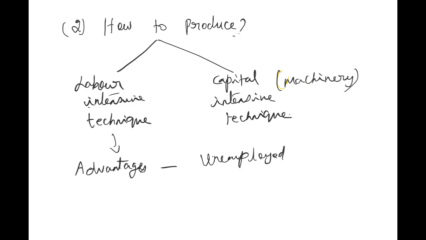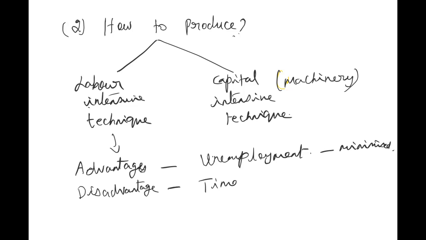Okay, so unemployment in the country can be minimized if the country chooses the labor intensive technique. Okay, and what is the main disadvantage the country will face if it is choosing the labor intensive technique? Then it takes a lot of time, and some of the commodities might not be as perfect as they are when produced by machinery.